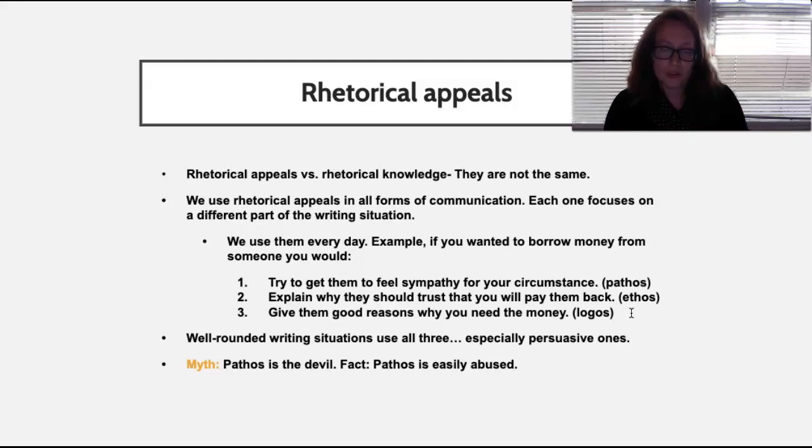And we're going to go into a little bit because we are going to talk about pathos, and pathos is emotion. We're going to spend some time specifically talking about pathos because there's this myth that pathos is like the devil because it's emotion, and writing should never have emotion in it because that's bias and all this stuff. The truth is that pathos is easily abused because emotion is very persuasive, and because when we're talking about things that we have opinions about, we tend to be overly emotional.